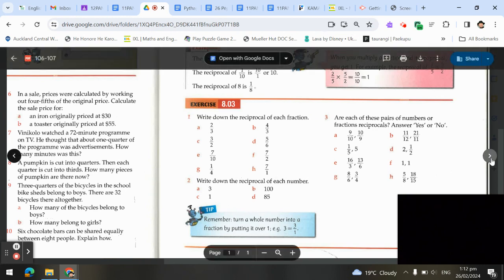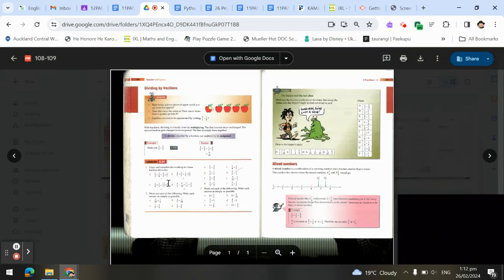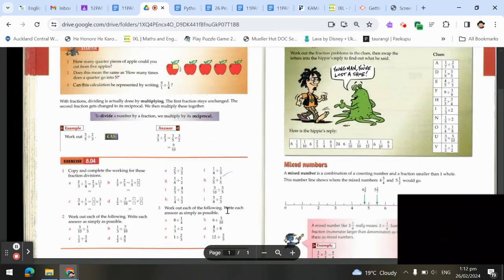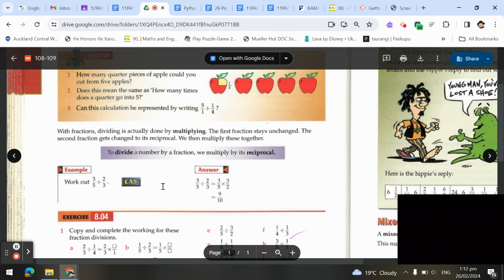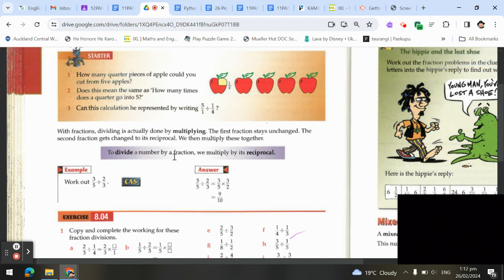Now, the reason why we do this is because when it comes to dividing fractions, you need to know what a reciprocal is. And there is just one rule to divide fractions. To divide a number by a fraction, multiply by the reciprocal.